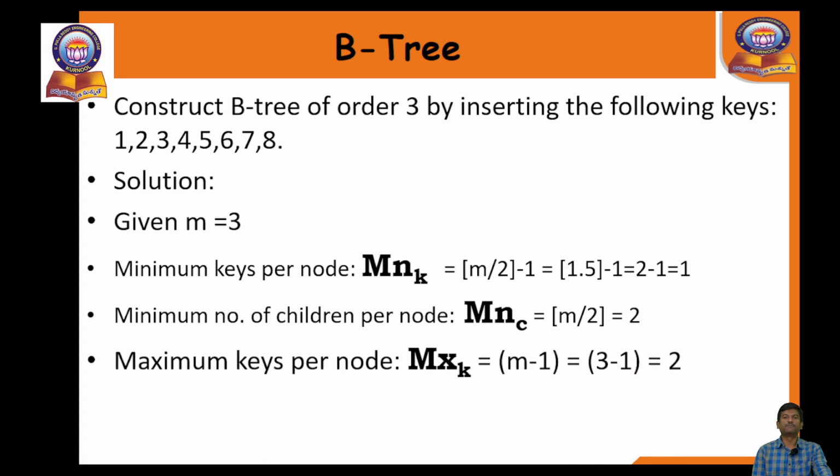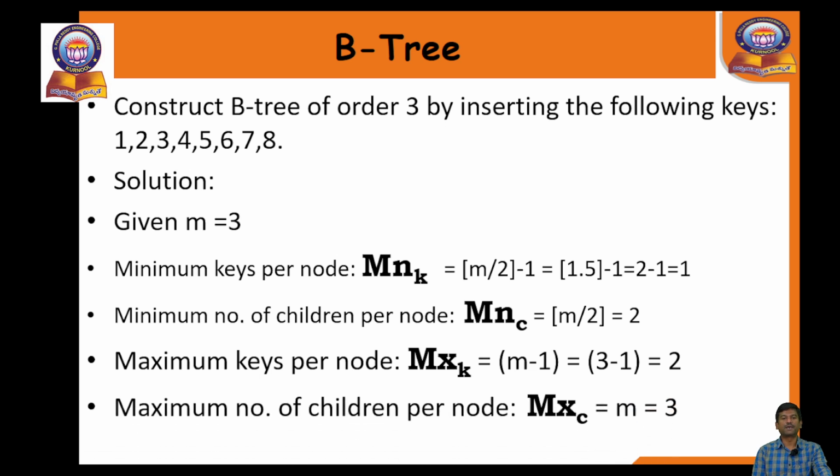That is given by ceil of m by 2, which is equal to 2, where m indicates the order that is provided in your input itself, and you have to apply the ceil function. And maximum keys per node, denoted by mxk, is given by the formula m minus 1. So m is equal to 3, so 3 minus 1 will be equal to 2. So the maximum keys that can be allowed per node is equal to 2.